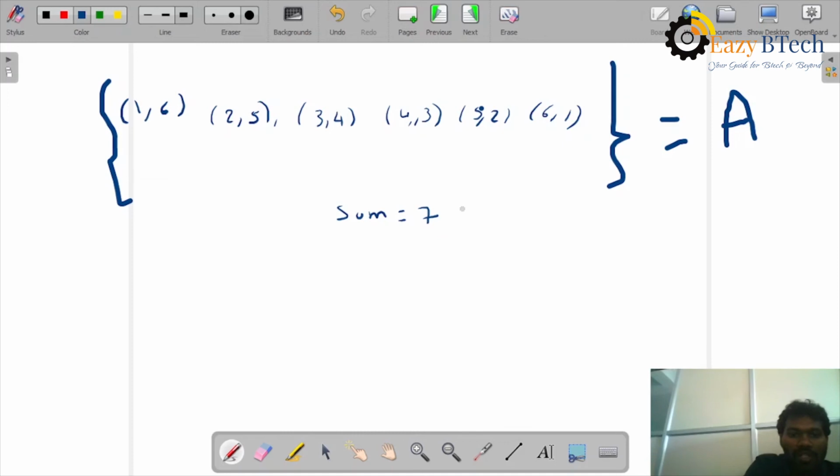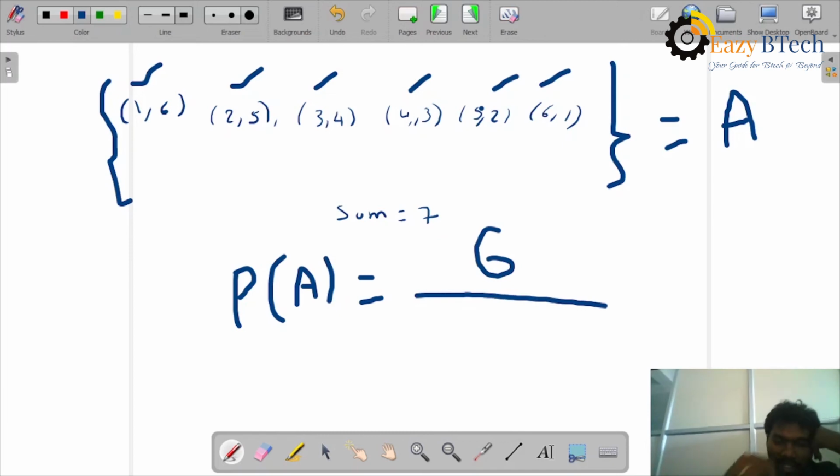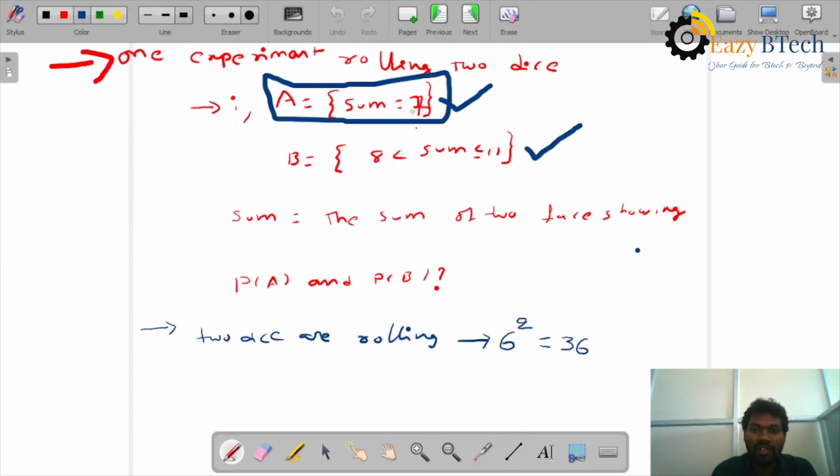So how is probability represented? Probability is represented as P of that event, P of A, which is equal to the number of favorable events. Here favorable events means 1, 2, 3, 4, 5, 6, totally 6 events. So 6 favorable events divided by the total number of events, which is 36. So 6 by 36, that means the probability is 1 by 6. This is how we calculate the probability of the event A, where the event A is sum is equal to 7.